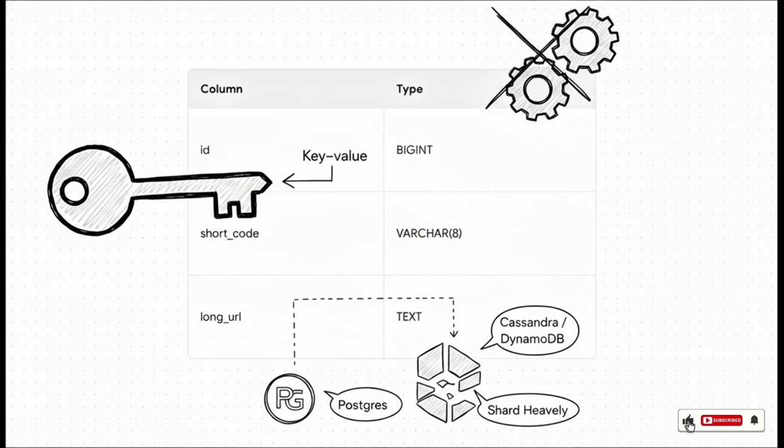We really just need 3 things: an ID, the shortcode, and the original long URL. There are no complex joins or messy transactions happening here. The whole shebang boils down to just one main query, which is looking up a row by its shortcode. Because our access pattern is basically just a simple key-value lookup, this approach works perfectly on a well-indexed Postgres database. Or, if we know we need to shard heavily later, a NoSQL store like Cassandra or DynamoDB.